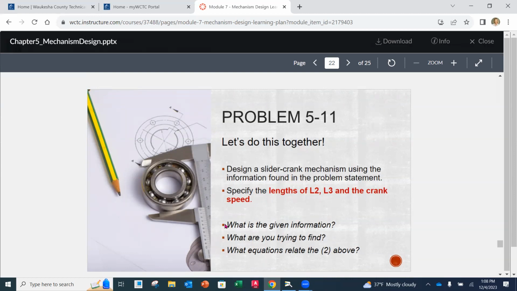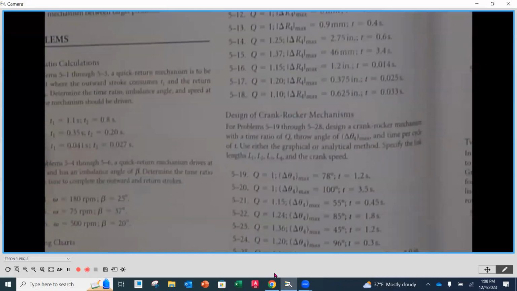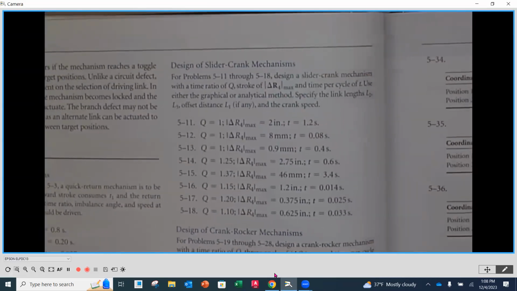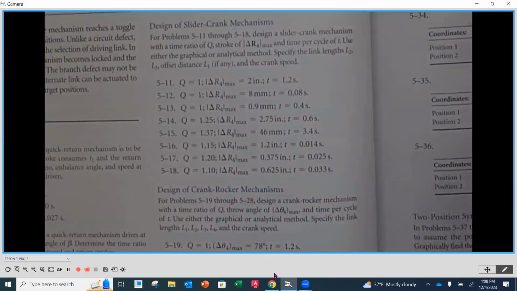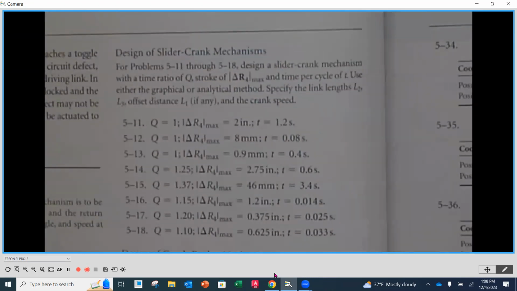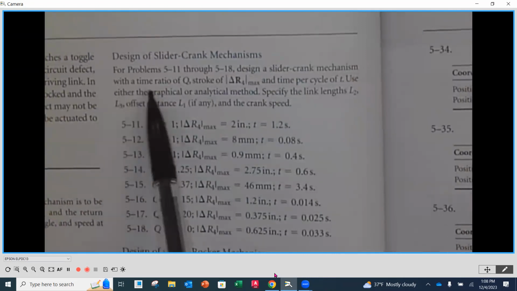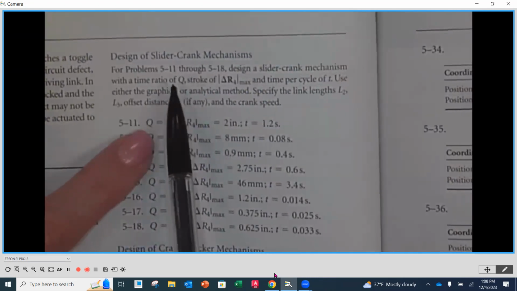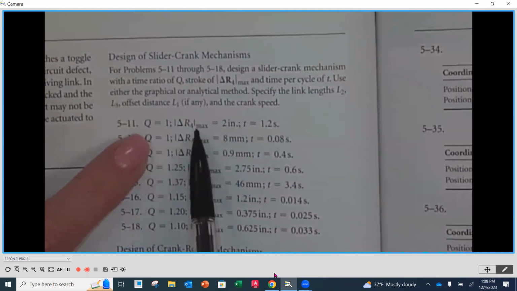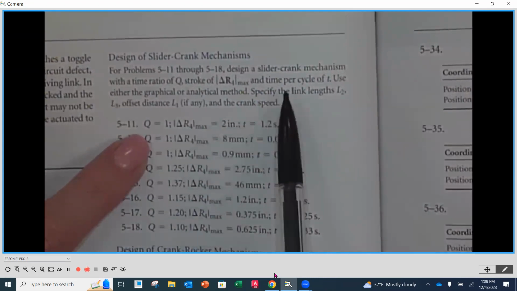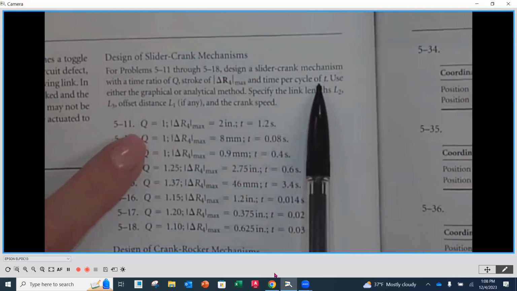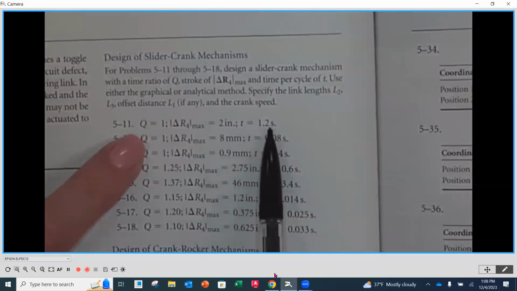All right, so let's look at our problem statement. This is found on page 120. So I'm going to go underneath here, and at the top of the second page is where we're going to be looking. As we look at 5.11, it says for these problems, design a slider crank mechanism. Now they're giving a time ratio for each one. So Q is our time ratio. In this case, for number 11, it's going to be 1. The stroke, which is that delta 4, is going to be 2 inches. And the time per cycle is going to be the time in seconds.